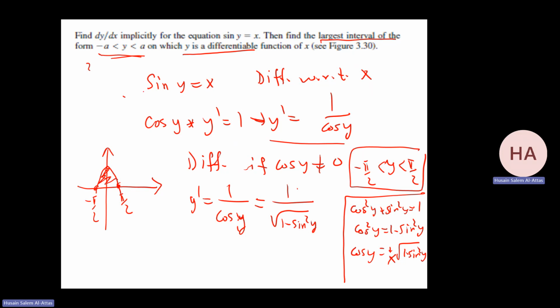Not only that, I know sine y is x, so I can write the derivative in terms of x now: 1 over square root of 1 minus x squared. And by the way, this is the derivative of sine inverse, which we will do in section 3.6.